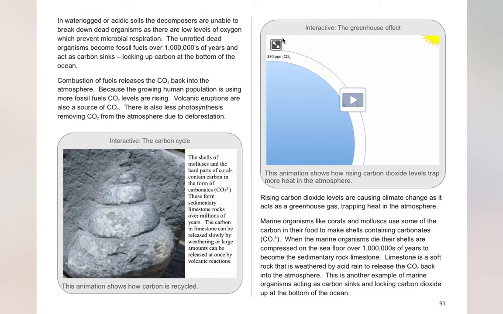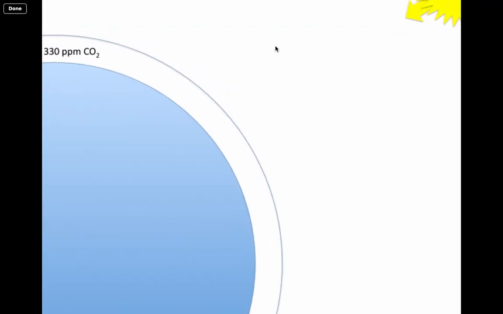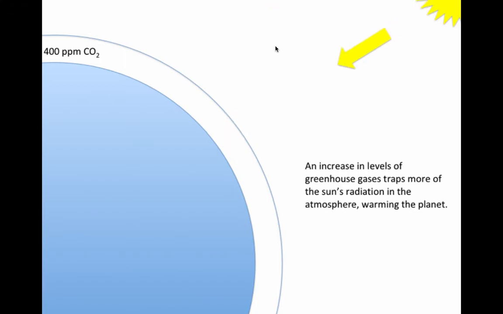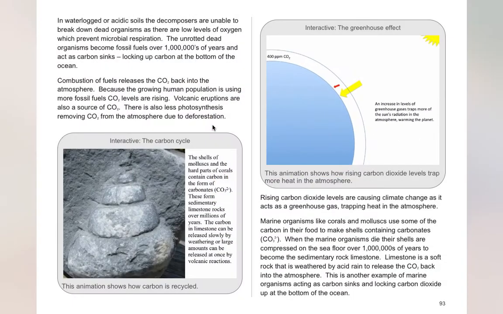And this has led to the problem that we have of global warming. So we need some global warming, and some of the heat is trapped in the atmosphere, but as we get to modern day levels of carbon dioxide, we're trapping more and more of that energy in the atmosphere, leading to the warming of the planet.